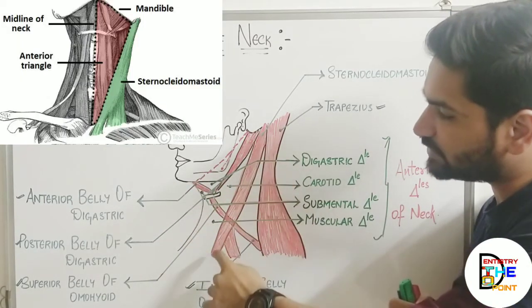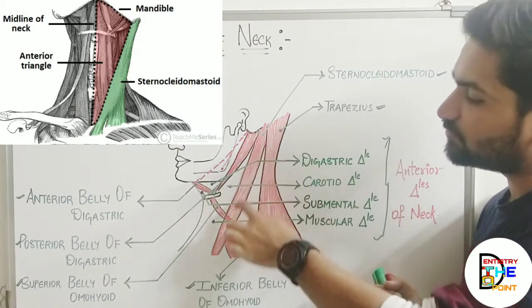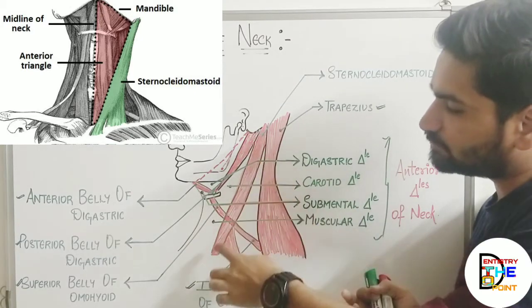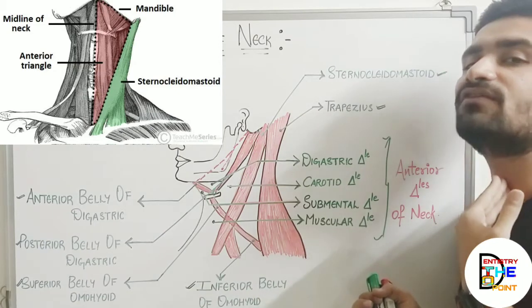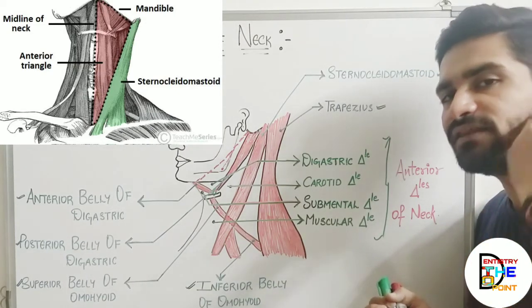Second is the anterior border of sternocleidomastoid. This is a muscle, sternocleidomastoid. We also discussed this in the posterior triangle. So the anterior border of sternocleidomastoid will be present laterally. What is present medially? The midline of the neck. Laterally it is the anterior border of sternocleidomastoid, and then the base of the triangle.